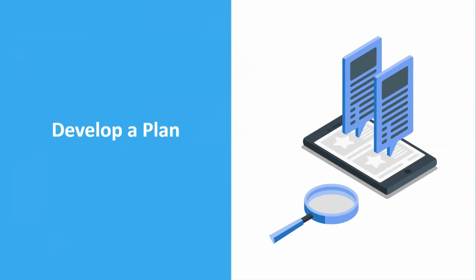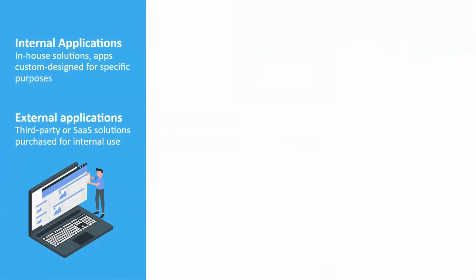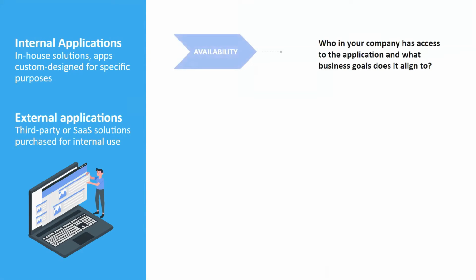So let's talk about developing a plan and where you want to begin. Here are some questions to ask as you're getting this group together to better understand and define what your goals and your tasks are going to be. And this applies to internal applications, in-house apps, stuff that you custom design for specific purposes, and also stuff that's B2B or third-party SaaS solutions that you've purchased for internal use.